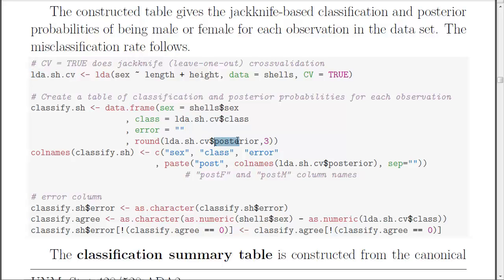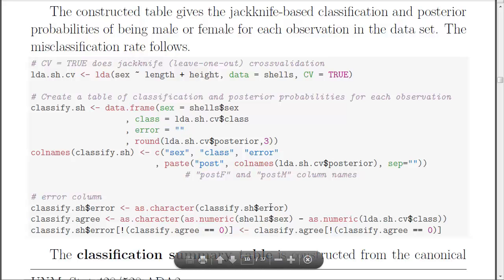So for example, an observation might be 70% male, 30% female in terms of the posterior probability. And I'm going to then name these columns sex, class, and error. And then these two posterior probability columns are going to be post, and then I'm going to add the label from the posterior. So it's going to be post F for female and post M for male. Finally, I need to calculate what my errors are. So this is for the error column.